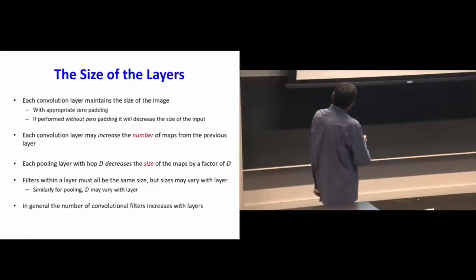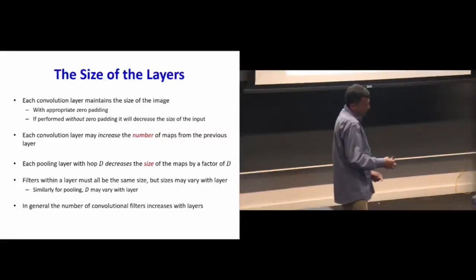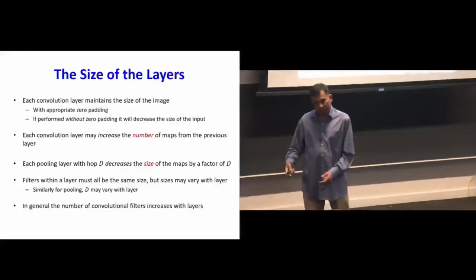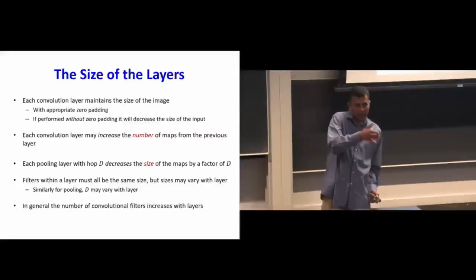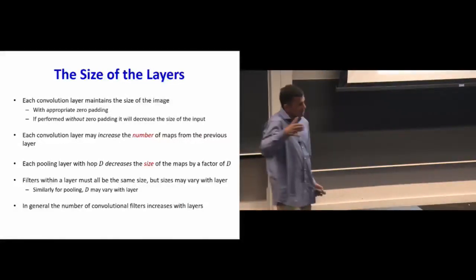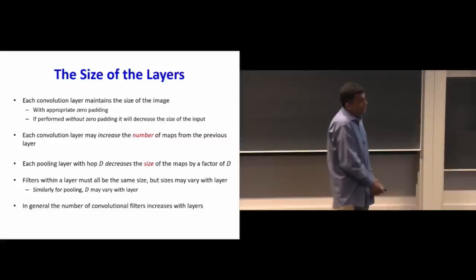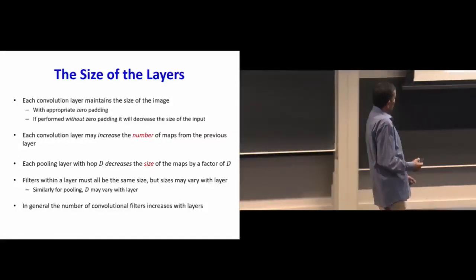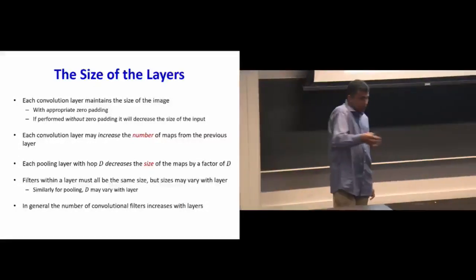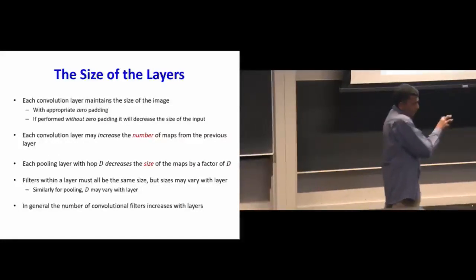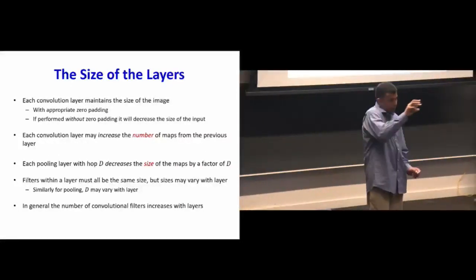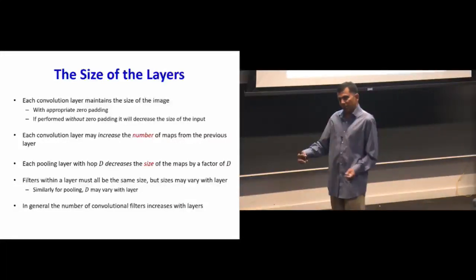Within each convolution layer, I can actually increase the number of maps. So in the first layer, I might have some K1 filters. In the next one, K2 can be greater than K1. And in the next layer, K3 can be greater than K2. And this is typically what is done as you go through the layers, because as you keep downsampling, the size of the maps keeps shrinking, but the number of maps keeps increasing.